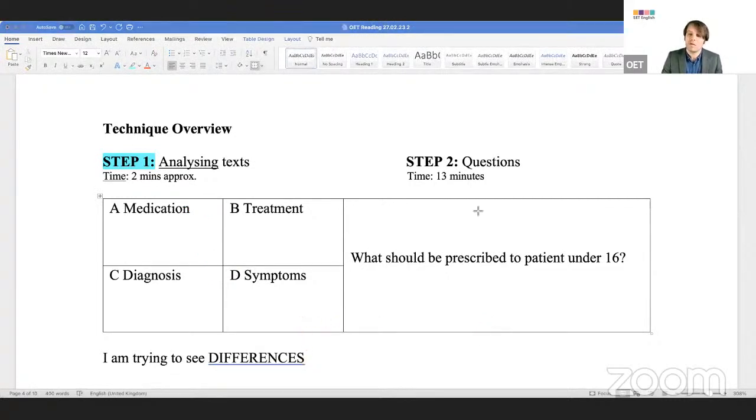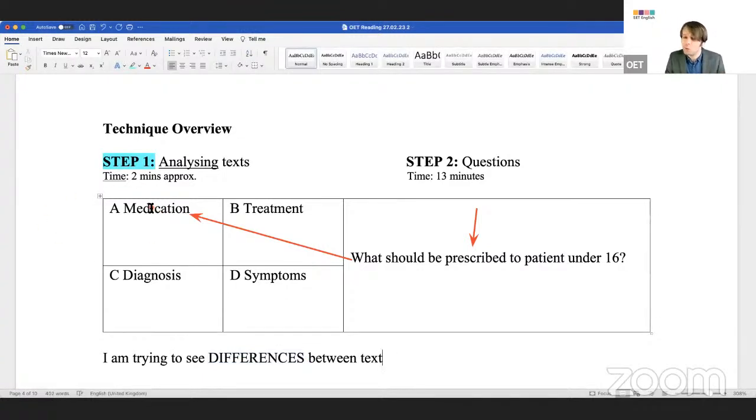Okay, this is obviously prescribed. It's telling me that this is a question about medication, so I'm going to go to the medication text. We're trying to see the differences between texts, not what is the same.